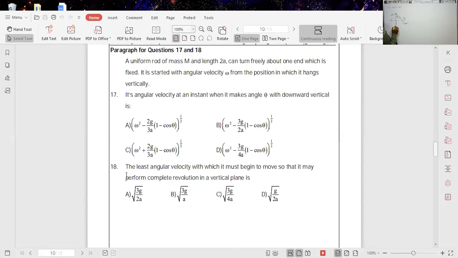Initially at this point, it has angular velocity omega. That's why, if you take this as the reference line, at this point the rod has no potential energy, but has rotational kinetic energy. But whenever it reaches this position, it gains potential energy, and at the same time, as the angular velocity becomes omega f, it has rotational kinetic energy. So you apply the conservation of energy principle.